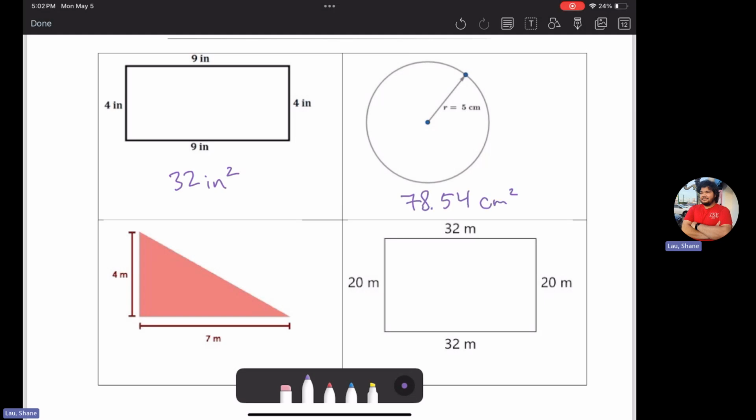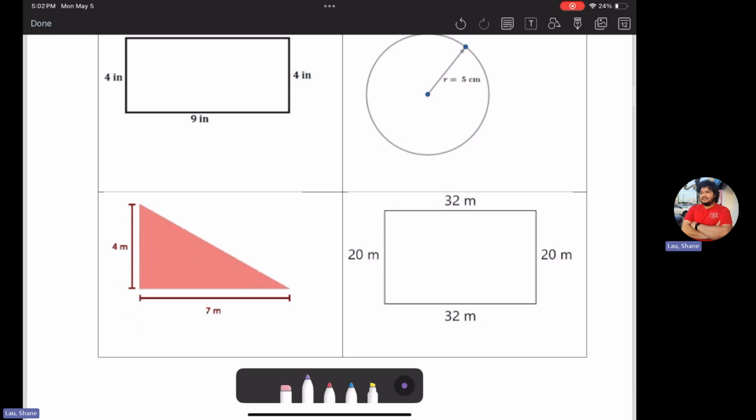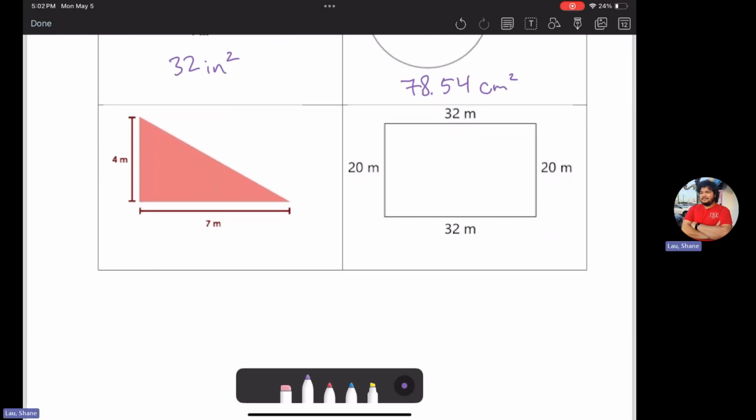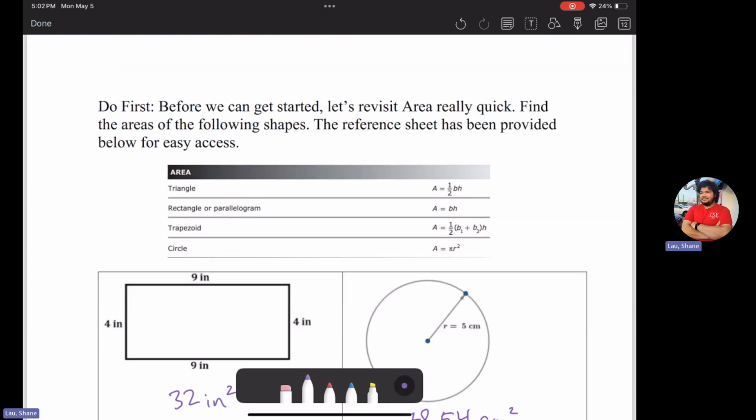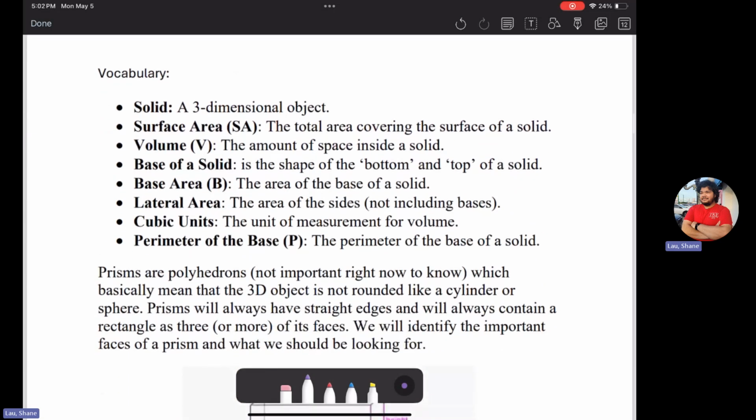Then for the circle, you should have gotten 78.54 centimeters squared. I did round to the second decimal place, otherwise known as the hundredths place. That's probably about where I would want you to round for right now. Then for our triangle here, we should have gotten 14 meters squared. Easy enough. And then our last rectangle here, 640 meters squared. You should not have really any issues with these. If you do, you really need to reevaluate some of the methodology you are using, because we do have the reference sheet right there, or at least the necessary reference sheet right there. So go ahead and do that if you did not do it already.